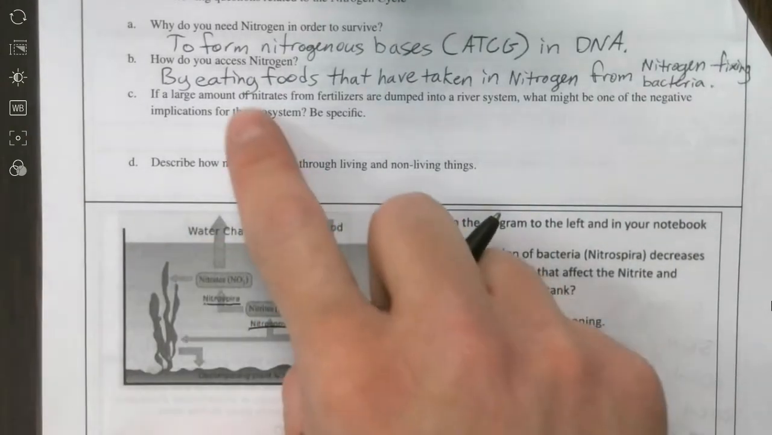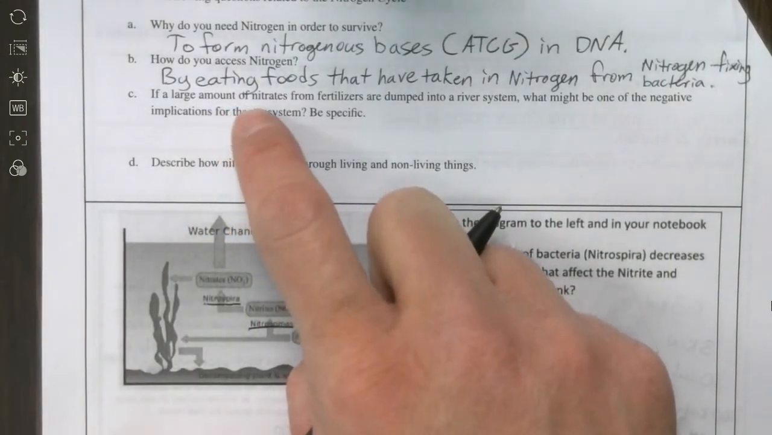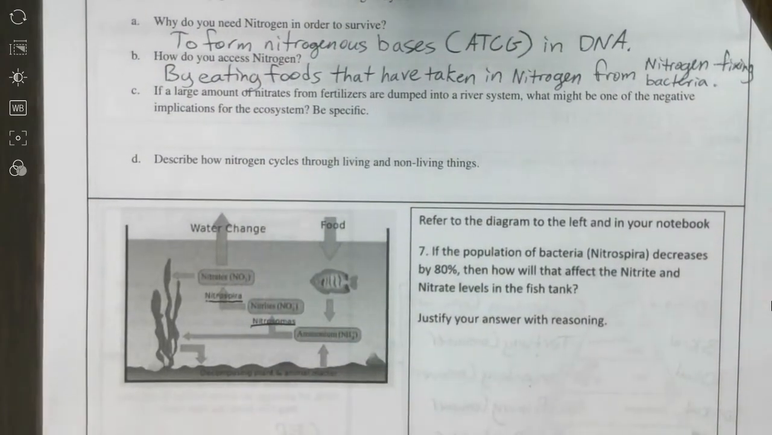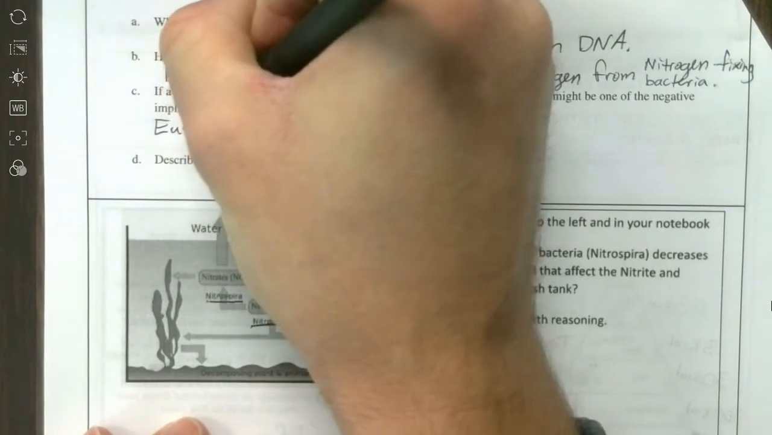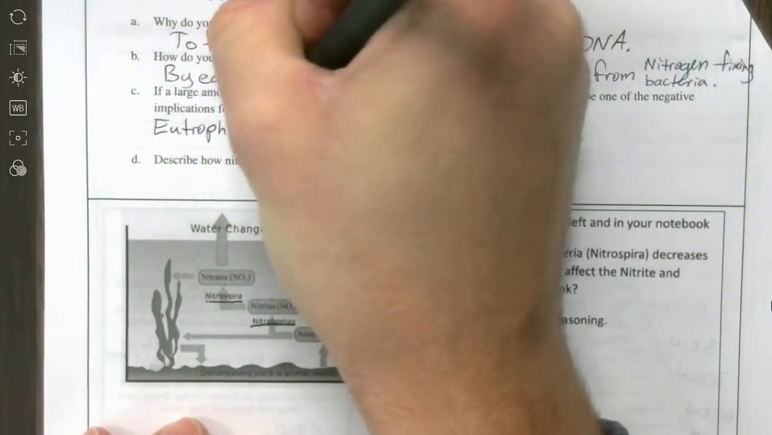All right. So if a large amount of nitrates from fertilizers are dumped into river systems, what might be one of the negative implications for the ecosystem? So if we remember correctly, that is the process of eutrophication.